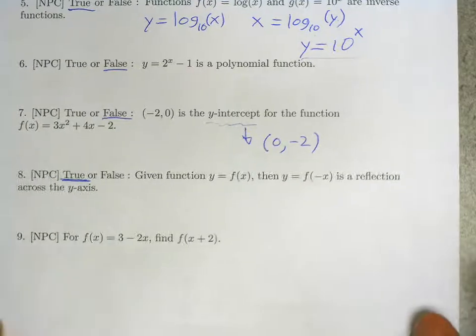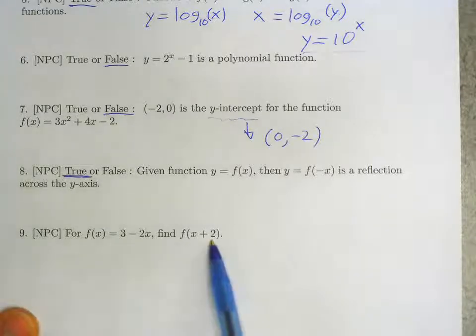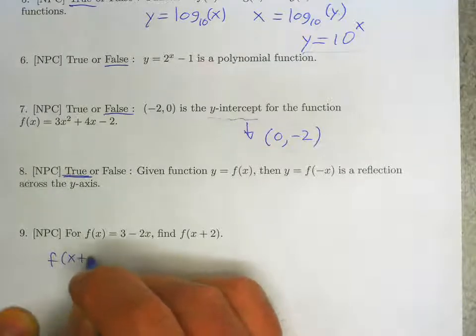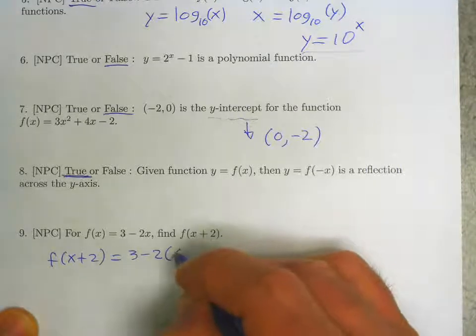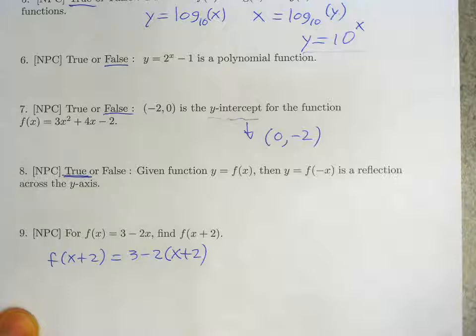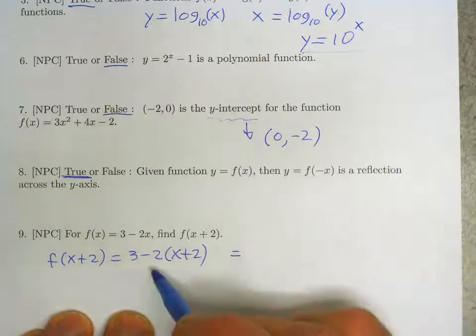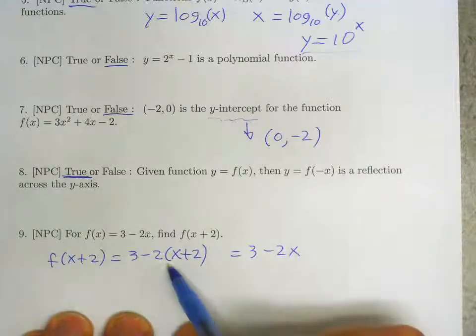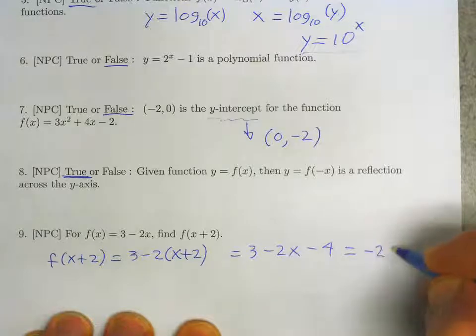Okay, for number 9, if f of x is 3 minus 2x, then find f of x plus 2. So that just means in the function f of x, replace x with x plus 2. And then you can simplify a little bit. This is 3 minus 2x minus 2 times 2 is minus 4. And then you can simplify further and write it as negative 2x minus 1.